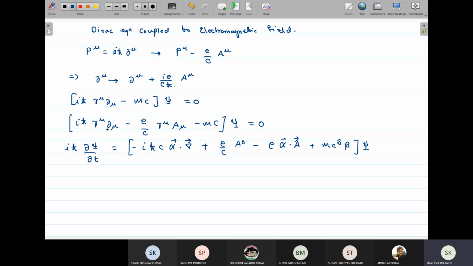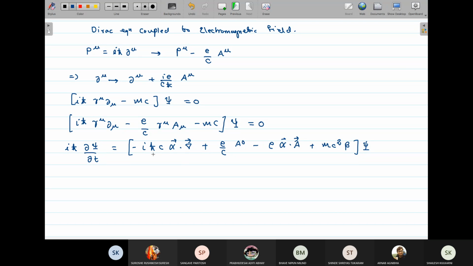Is this clear? I've done nothing, I just expanded this: gamma 0 del 0 plus gamma i del i. When I bring the i h cross del i term to the right hand side, it will be minus i h cross del i. Gamma i del i is gamma dot gradient, but there is a gamma 0 multiplying from the left, so gamma 0 gamma i is the vector alpha, so alpha dot gradient. This entire bracket is acting on psi. So I can write this in a better form.